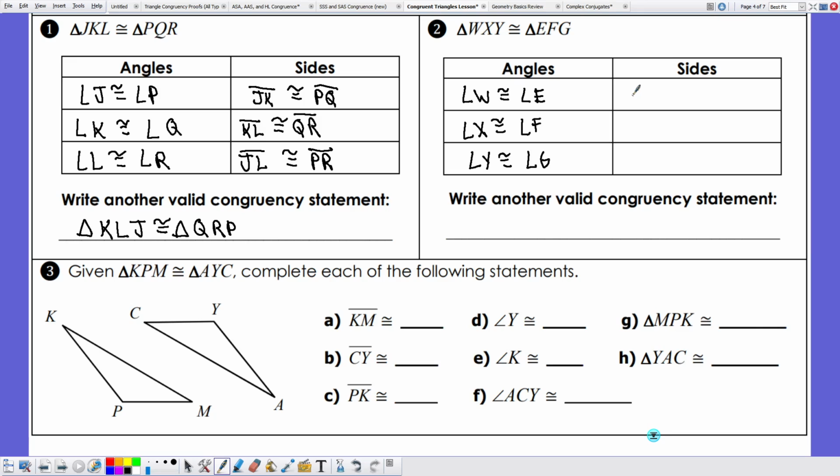For the sides, you have that the side WX would be congruent with EF. XY would be congruent with FG. And WY is congruent with EG.